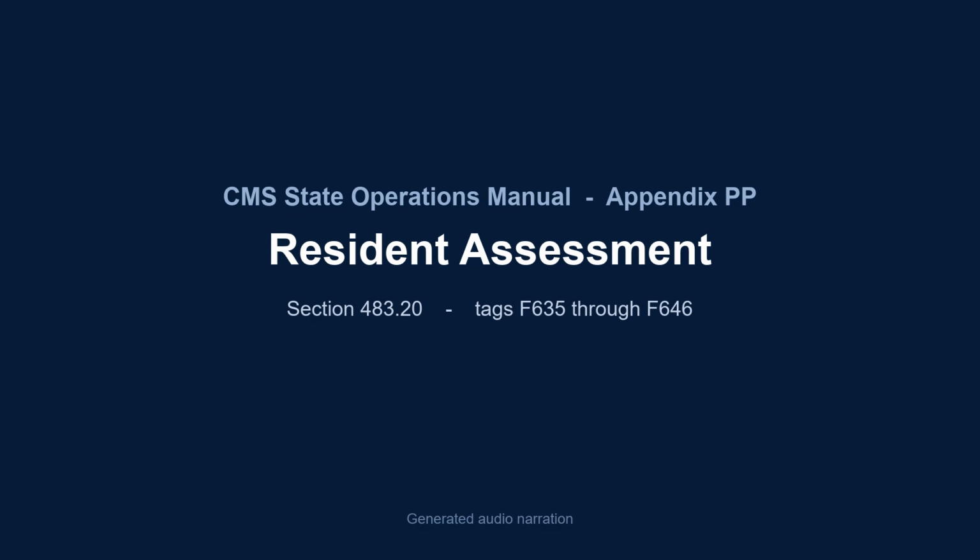Tag F646. Section 483.20(k)(4). A nursing facility must notify the state mental health authority, or state intellectual disability authority, as applicable, promptly after a significant change in the mental or physical condition of a resident who has mental illness or intellectual disability.